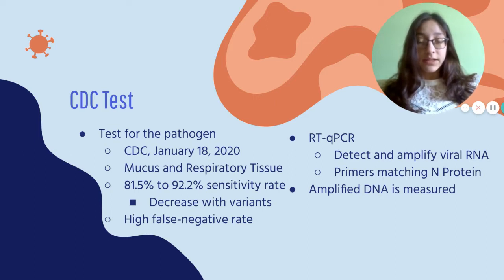The CDC's test uses a process called RT-qPCR, which detects and amplifies viral RNA using primers matching, in this case, the N protein. Then the amplified DNA is measured to see if SARS-CoV-2 is present and in what quantities.